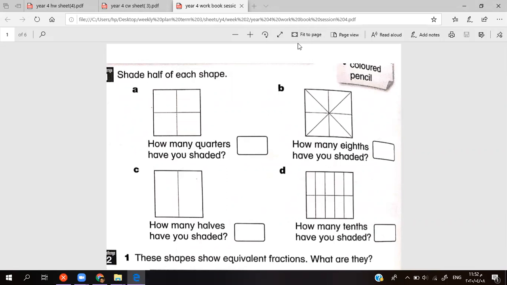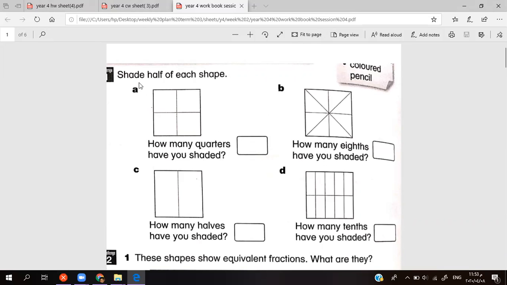Okay, today we're gonna talk about equivalent fractions. What does the word equivalent fractions mean? It means that I can have two fractions with different numbers, but at the end, they are the same. Okay, we're gonna learn about that today.